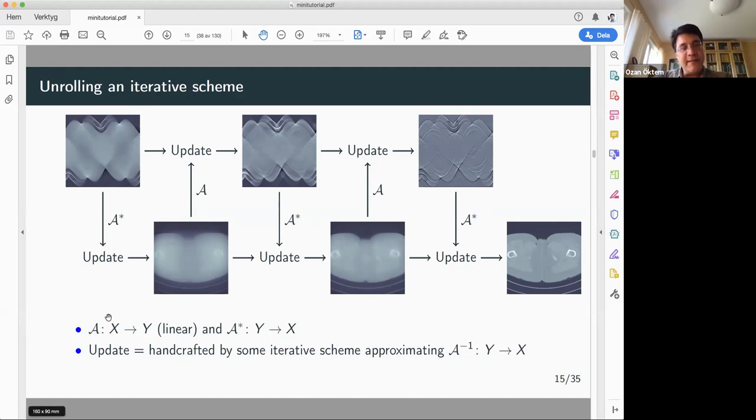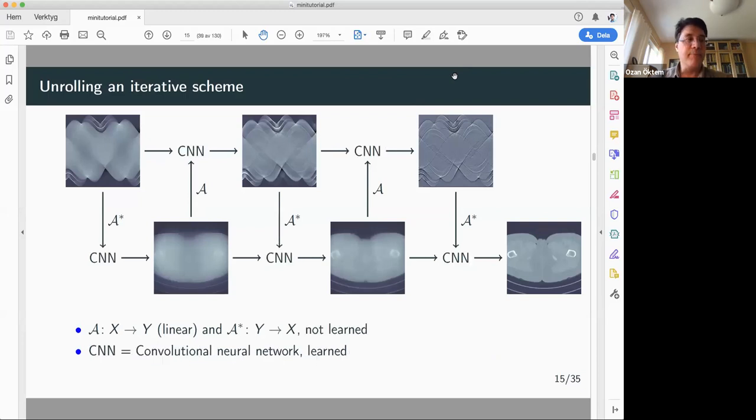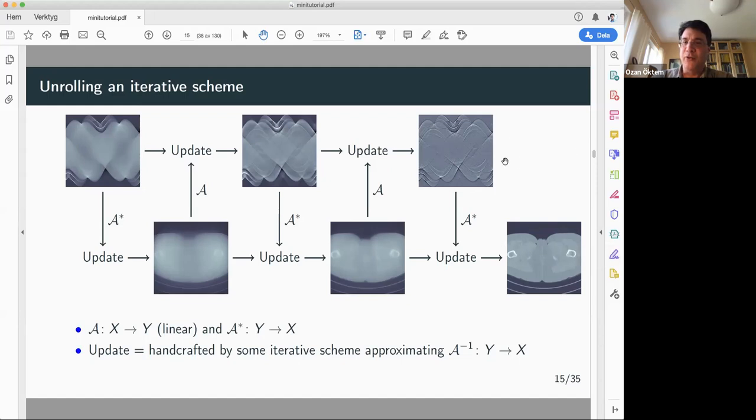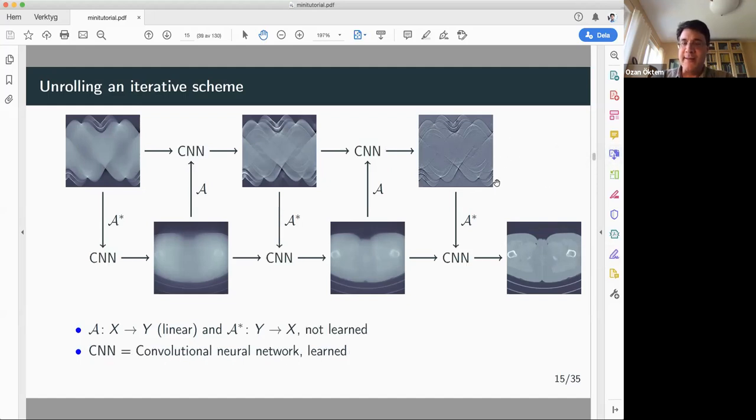These updates are typically chosen carefully so that this whole thing would converge to some suitable approximation of A inverse. Well, the whole idea of unrolling, without writing any formulas, is to merely replace these updates by deep neural networks. That's it. And while doing that, you also stop it. If the regular scheme would go on forever to the right here, you just break it, stop it brutally, and you replace these updating schemes by convolutional neural networks in this case.